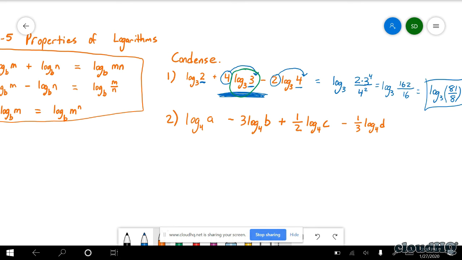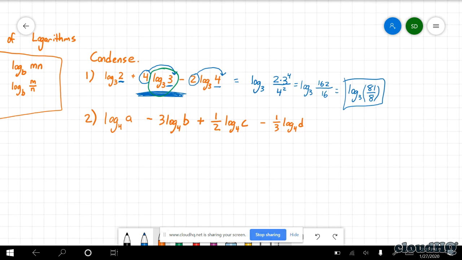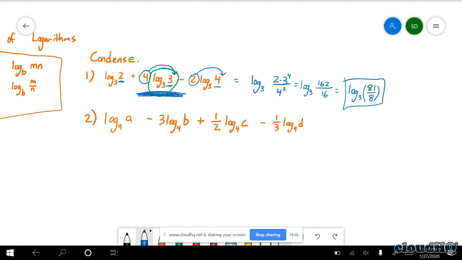So I happen to have 4 logs. In this case, I can have any number of logs. I could keep going. But they're all log base 4s, so I know it's going to condense to a log base 4. Will we have a fraction? As long as you see any subtraction there, we will have a fraction.